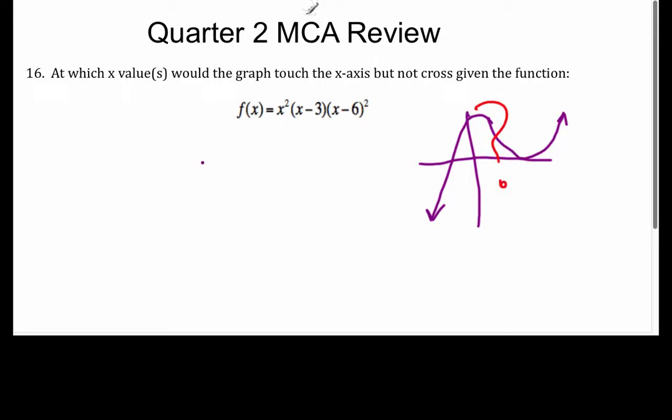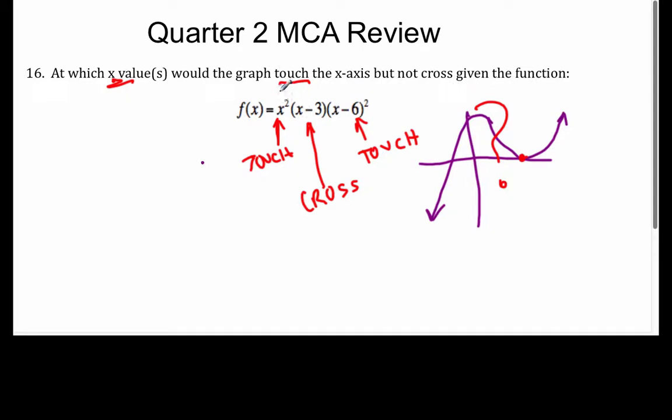So what we're trying to figure out is what happens at each. Right here, an even exponent makes it bounce, or it just touches. So here I'm just going to touch the x-axis. Here I'm going to cross the x-axis. And here I'm just going to touch the x-axis again. All right, so now I got to go back up here. At which x values would the graph touch but not cross?